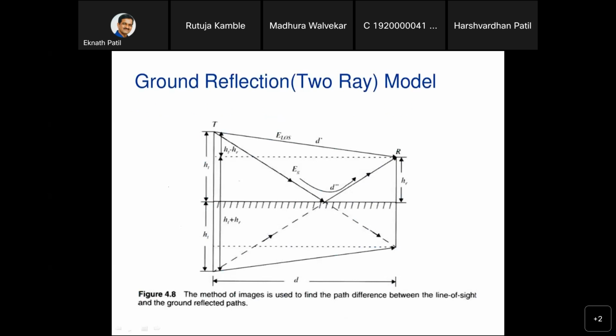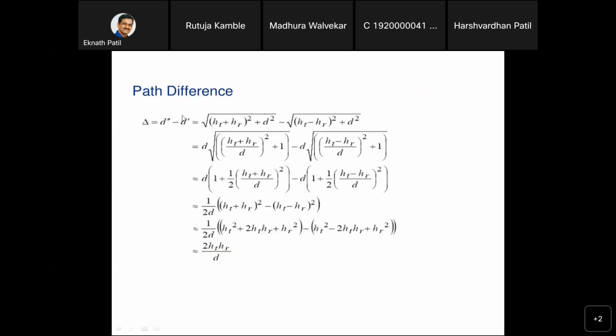For the ground reflected module, we also did this particular part in spatial communication, also in antenna and wave propagation. So the method of images is used to find the path difference between the line of sight and the ground reflected paths. So the method of images is what we have performed, that is delta is the distance that we can calculate with the help of this basic equation like the Pythagoras, and that is what they have given here.